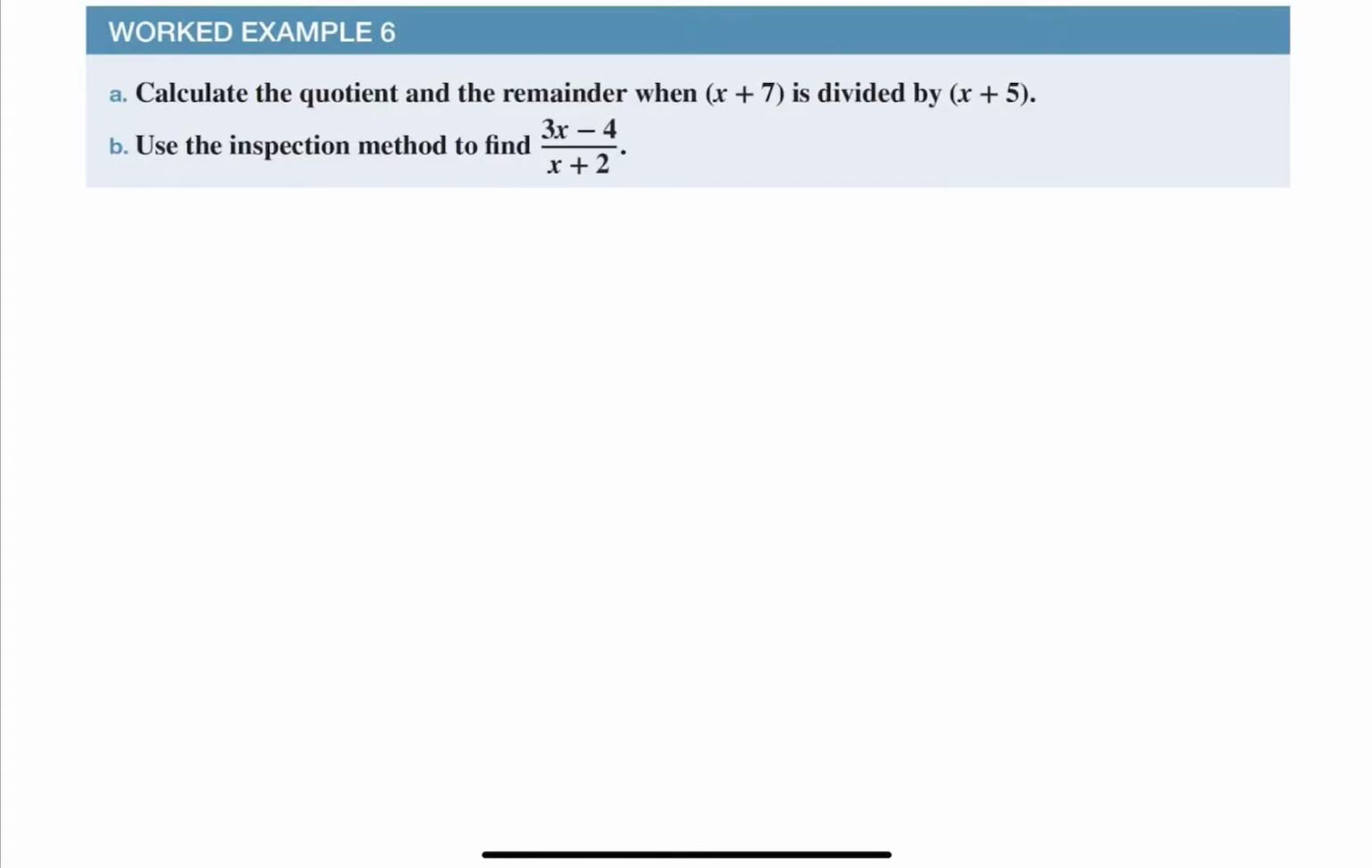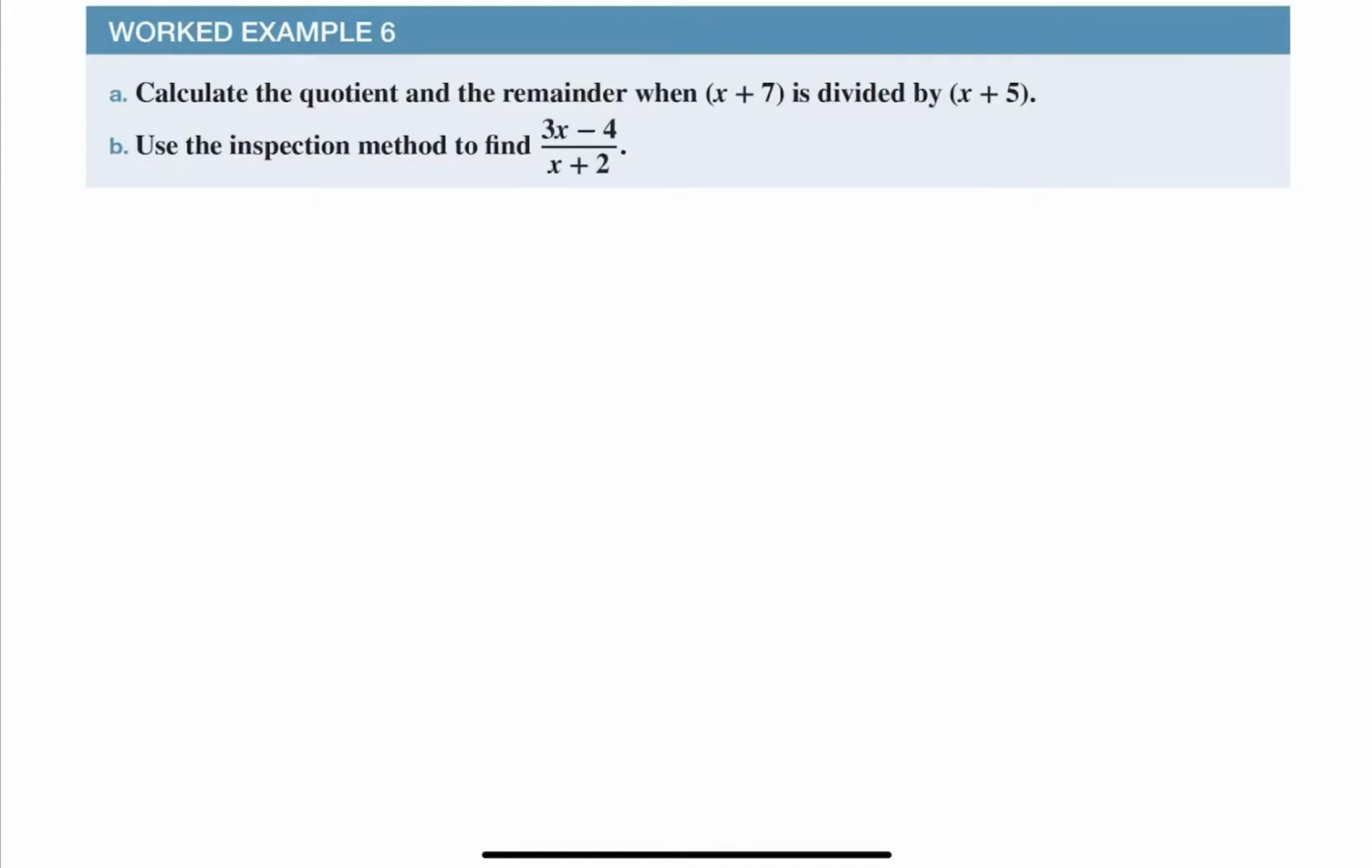I just find that if I have two polynomials of the same degree, then inspection is fine. But the moment that they are not of the same degree, then long division does become a little bit easier. So please make sure that you can do both methods.